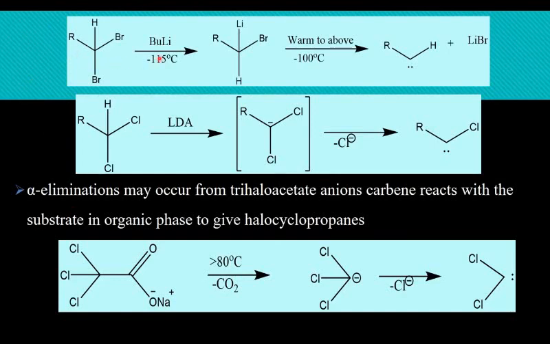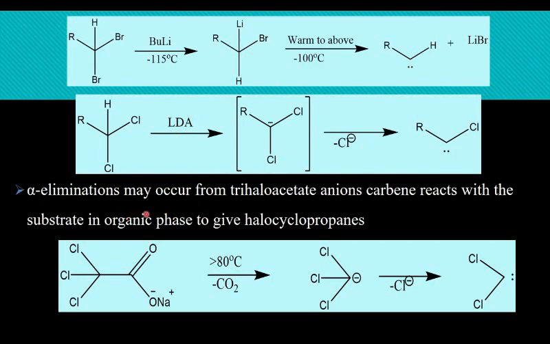Here is another example. When butyl lithium reacts here, first the substitution of hydrogen by lithium takes place, and then it is heated from minus 100 degrees centigrade. In the first reaction, the temperature is very low because lithiation is a very fast and quick reaction. Then lithium bromide is eliminated and the carbene is produced. Similarly, LDA, lithium diisopropylamide, can also produce carbene with the same method.